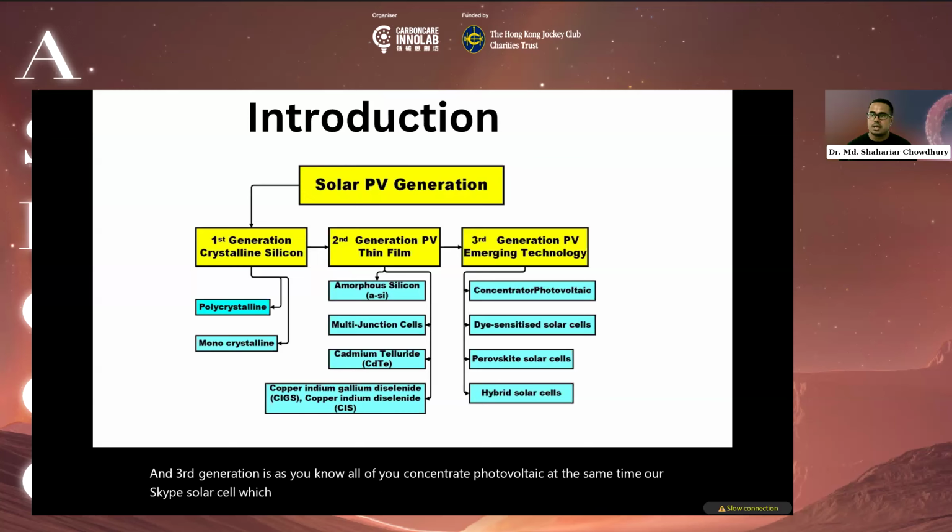The third generation is, as you know, concentrated photovoltaic and, at the same time, the perovskite solar cell, which has achieved more than 32% efficiency, but is still under R&D due to the lack of lifetime, a very short lifetime. So when the perovskite solar cell comes to market, we need to think about how to recycle, because 20 years back, when we brought a product to market, we just launched it and did the marketing. But right now, for a sustainable world, when we bring any product, we need to think about how we will manage it in future. That's why it is still under research.